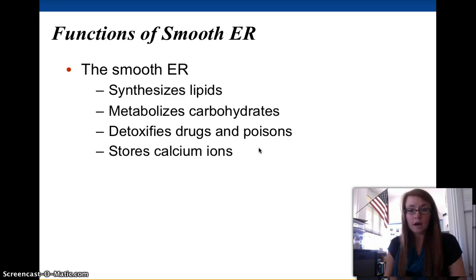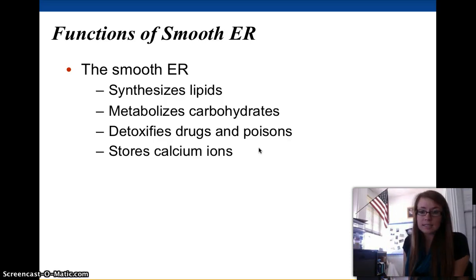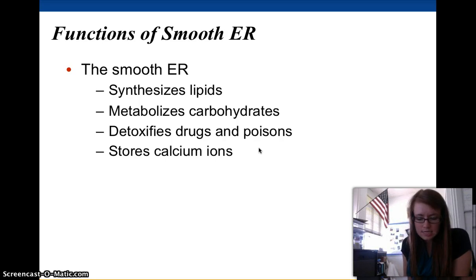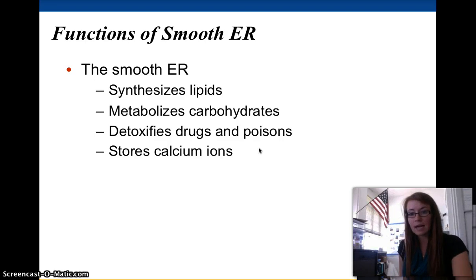Okay, functions of the smooth ER. The smooth ER does a lot of things. It synthesizes lipids. It metabolizes carbohydrates, so it breaks down carbohydrates. It detoxifies drugs and poisons, and it stores calcium ions. So let's talk about each of these things.